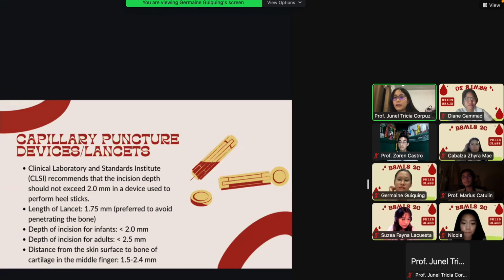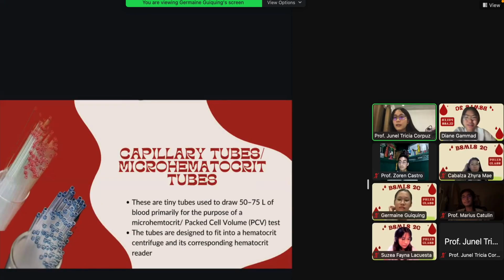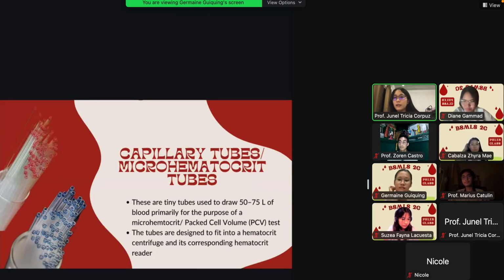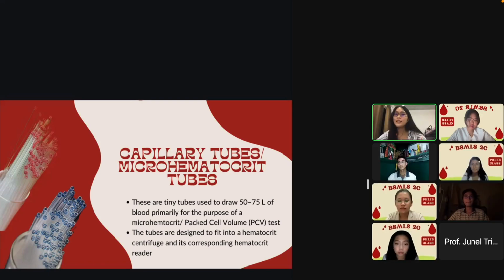bukod sa lancet, ano pang kailangan natin? Next are the capillary tubes or what we call the microhemat tubes, which are specifically designed small plastic tubes used to collect minute volumes of blood via capillary puncture. So they are coated with different additives and color-coded to represent the additive, just like the regular collection tubes. So some also have markings indicating the volume in microliter, and some are fitted with capillary tubes or scoops to help with specimen collection.